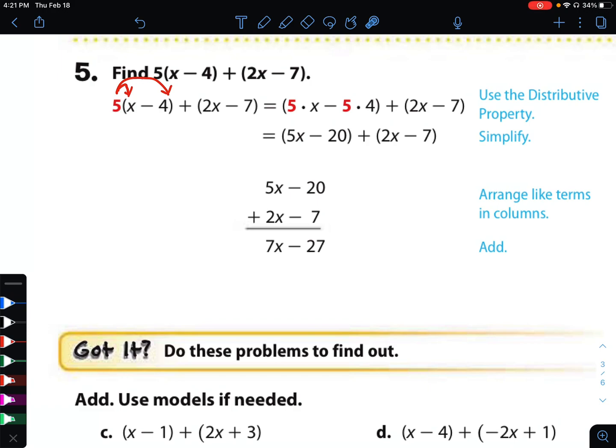Okay, so what I was saying is this becomes now, if I'm going to add this again in another way, this is 5x. Let me do that again.